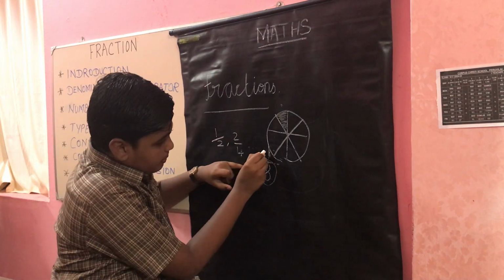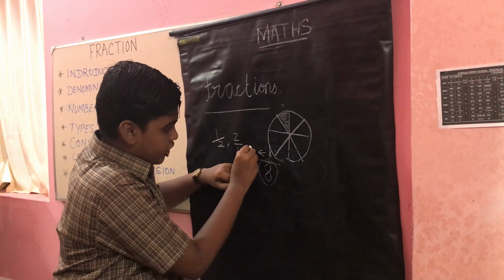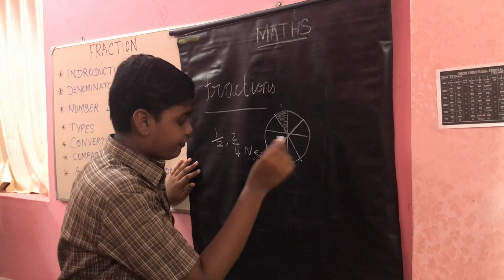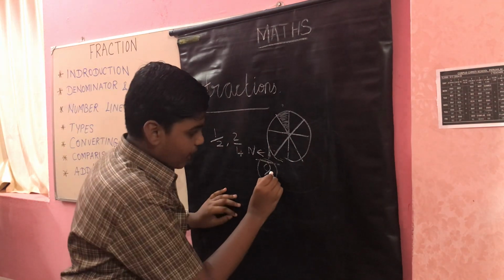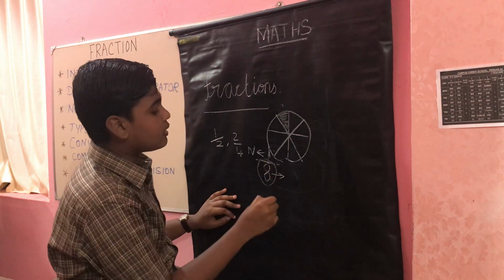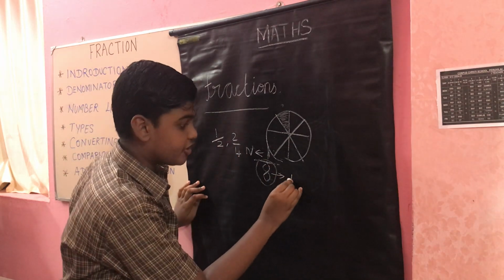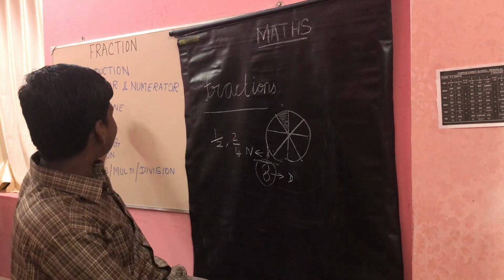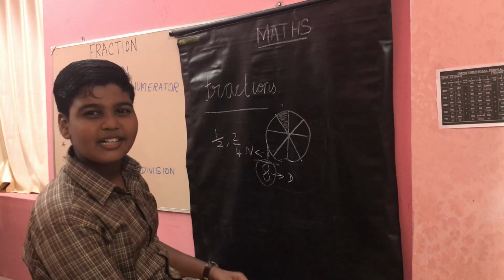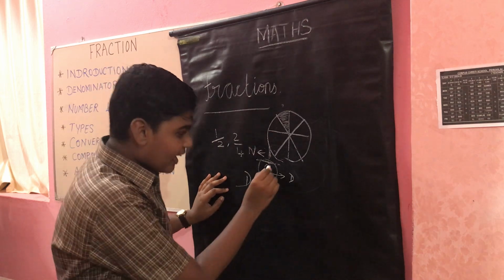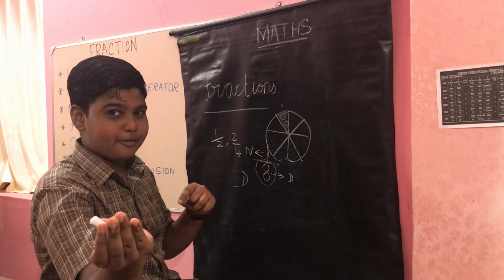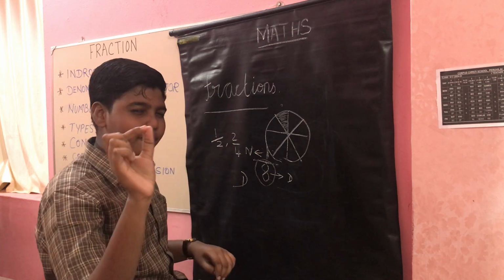So this part is known as the numerator. The number above the fractional line is the numerator, and the number below the fractional line is the denominator. Can you give a small clue? What does the denominator stand for? It's D, for down, below the fractional line. That will help you. Okay? That's a small clue.